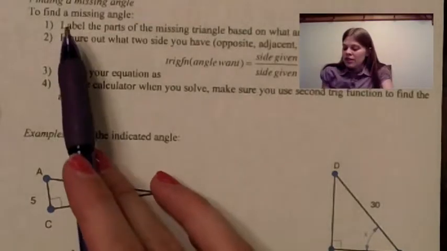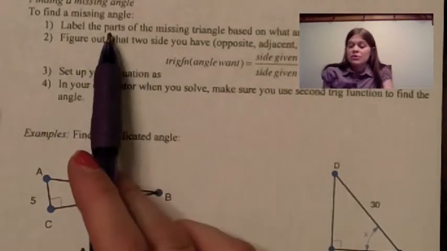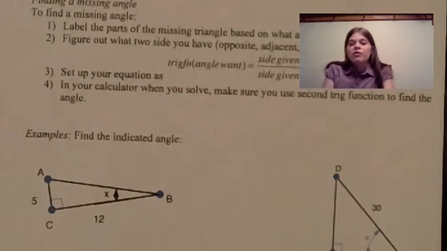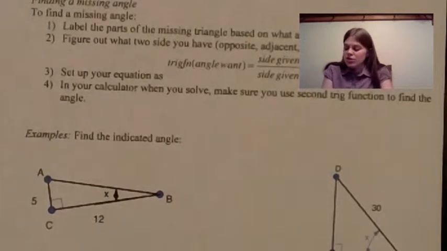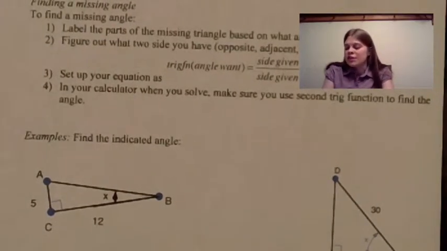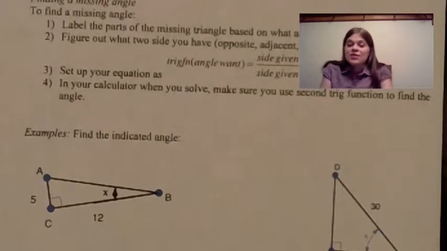Today we are going to be finding a missing angle as opposed to a missing side in a triangle. So the process is similar. You're going to label the triangle with the parts that you have, the hypotenuse, the opposite, and the adjacent. And then you're going to figure out the two sides that you have. So in these kinds of problems, you have two pieces of information that are the sides, whereas in the last kind, when you were finding a side, one of them was a variable. This time your variable is the angle.